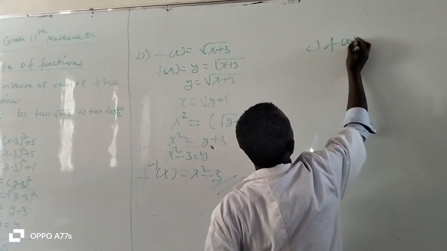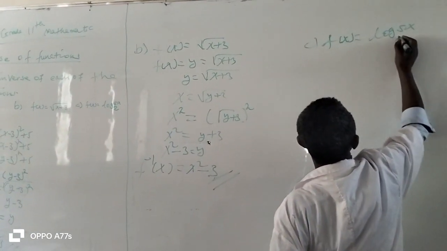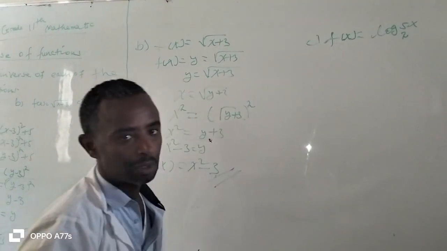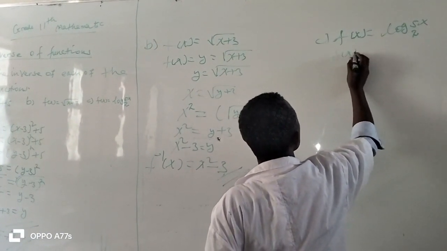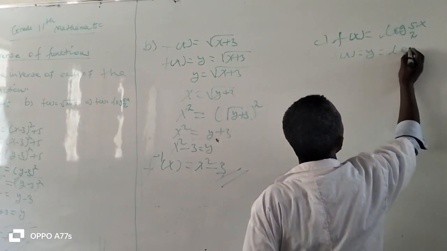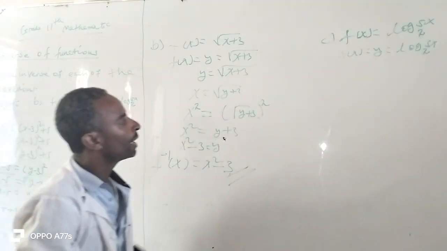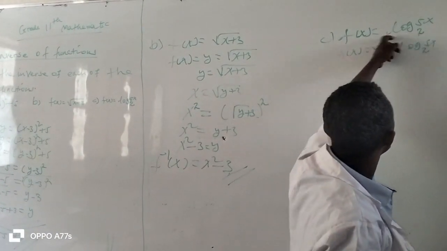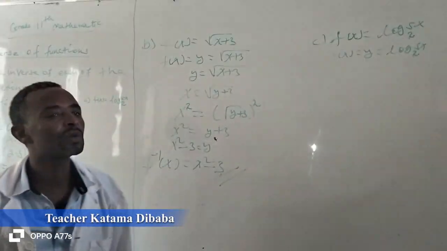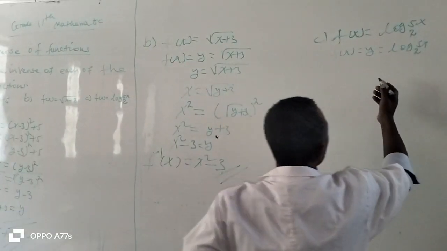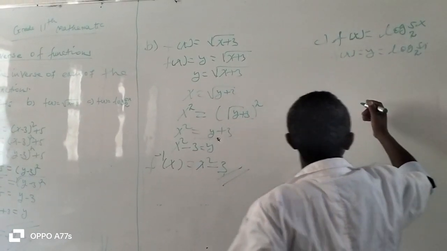F of x is equal to logarithm of 5x to base 2. Now to find the inverse of this function, we write f of x is equal to y, which is logarithm of 5x to base 2. Students, we know that this is a logarithm function. Logarithm function and exponential function are the inverse of each other. So we can find the inverse of this function in exponential form.